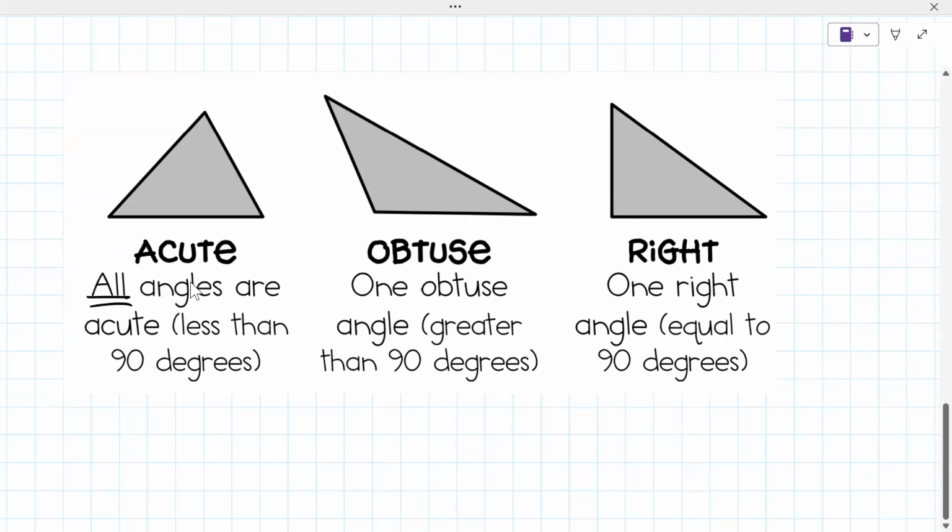Okay, so take a moment to get this down, but basically a lot of students remember all less than 90, one greater than 90, equals 90. That's kind of your shortcut there for that. Is that okay? Get it done.